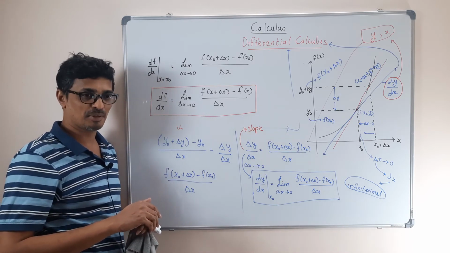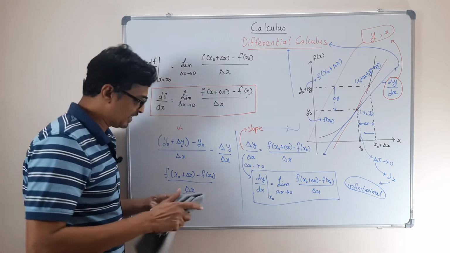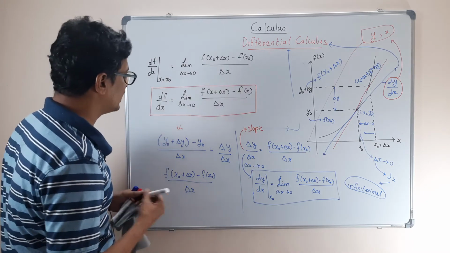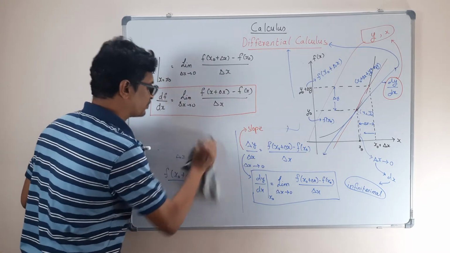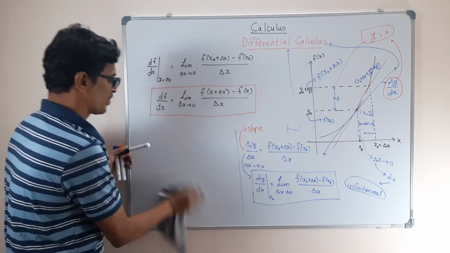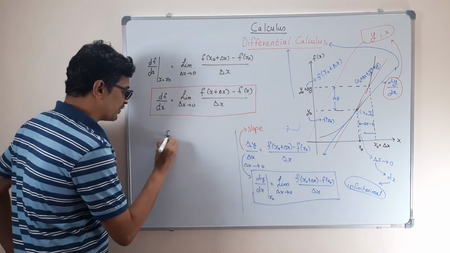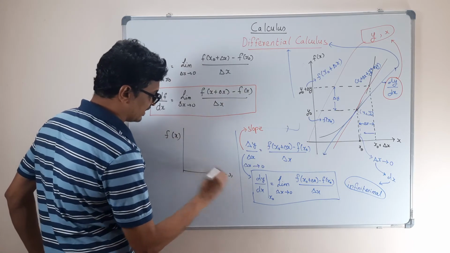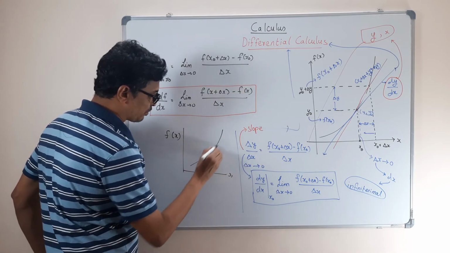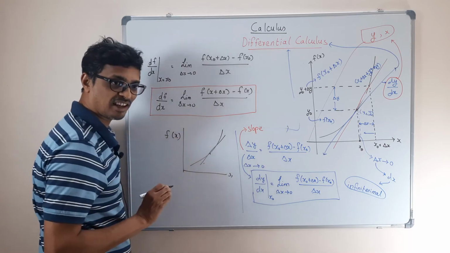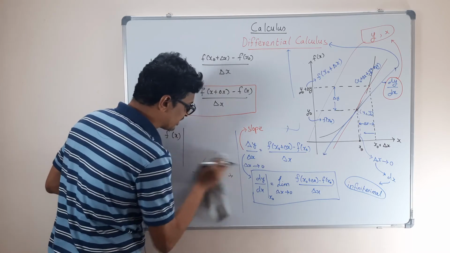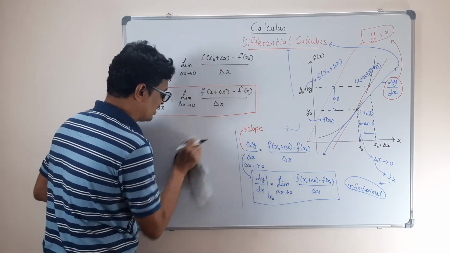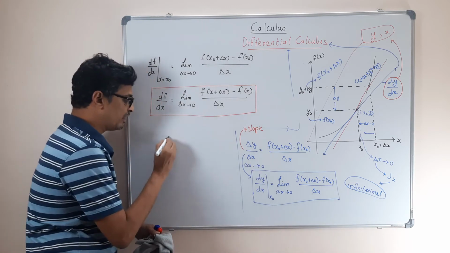You understood? What am I saying? What we did is, we started with f of x. That's why we plotted f of x versus x, then took a point, got a slope and everything. Now I am not going to give you this. I am going to give you df by dx.